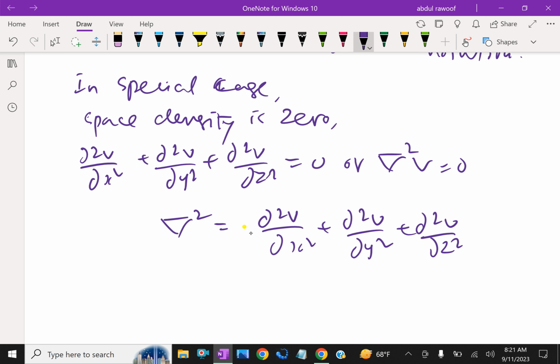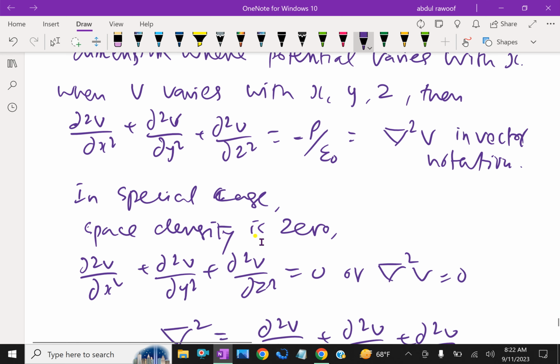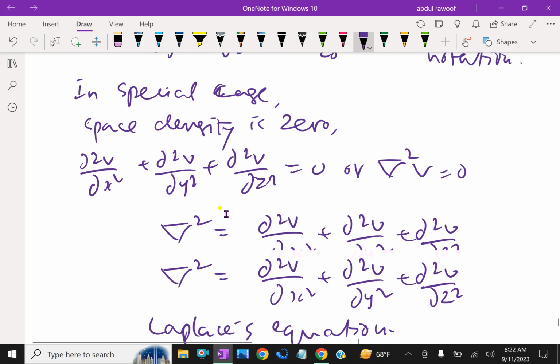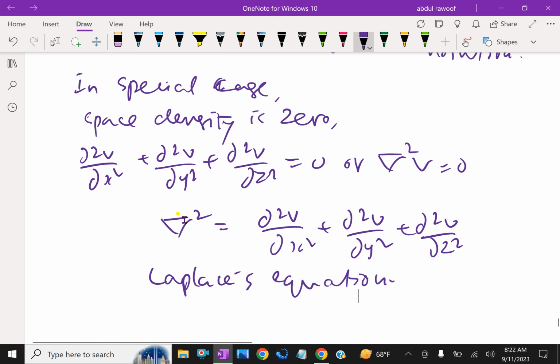This is the Laplace equation of the electric field. The Poisson equation is minus dou square V by dou x square equal to minus rho over epsilon 0. The Laplace equation is the differential square of V, dou square V by dou x square plus dou square V by dou y square plus dou square V over dou z square, equal to 0.